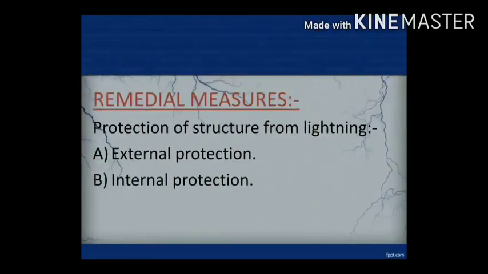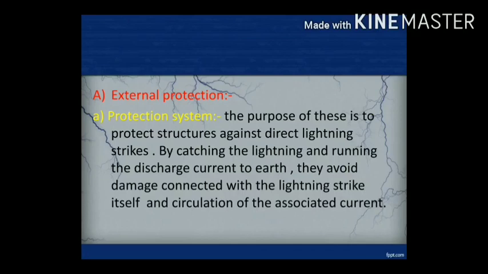Next one is remedial measures. There are two types of protection of structures from lightning. First one is external protection and second one is internal protection. First one is external protection. The purpose of this protection system is to protect the structure against direct lightning strikes by catching the lightning and running the discharge current to the earth. They avoid damage connected with the lightning strike itself and the circulation of the associated currents.